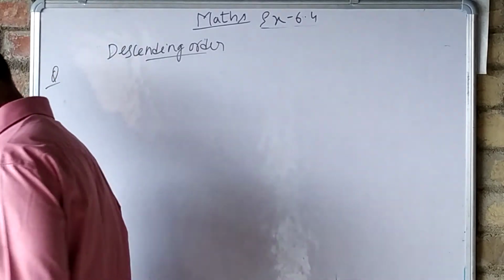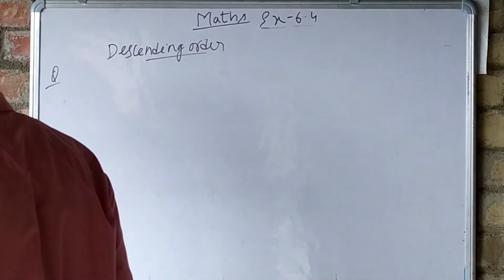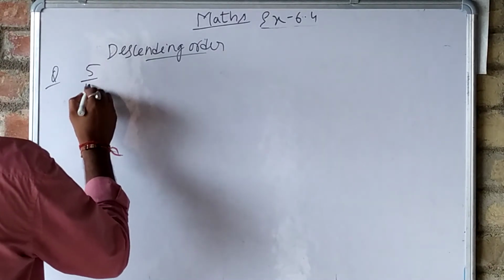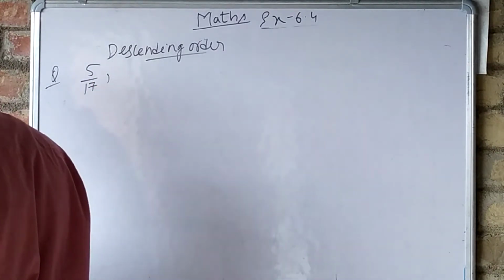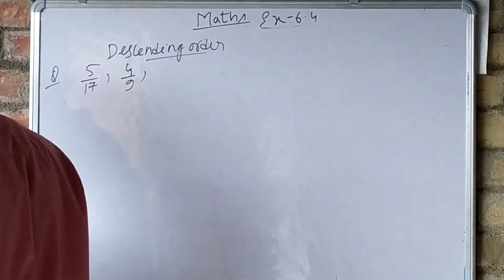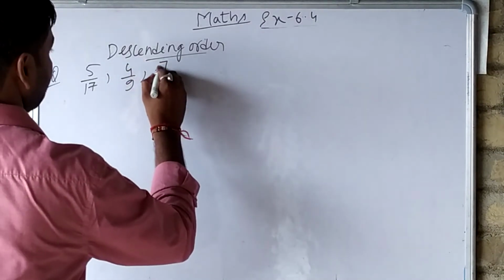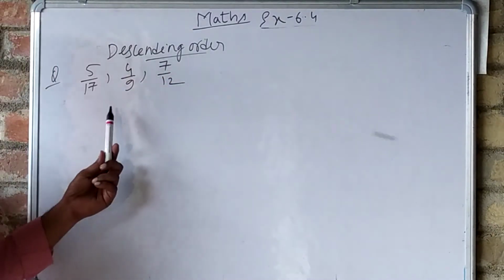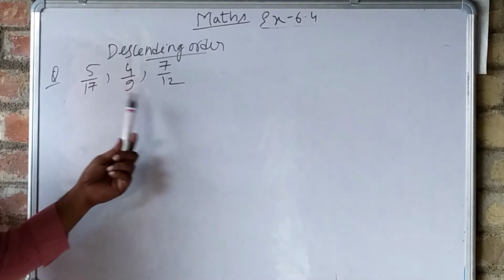See one question for descending order: 5 by 17, 4 by 9, 7 by 12. So here we have three fractions given in the question, 5 upon 17, 4 upon 9 and 7 upon 12.